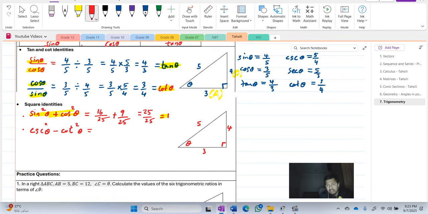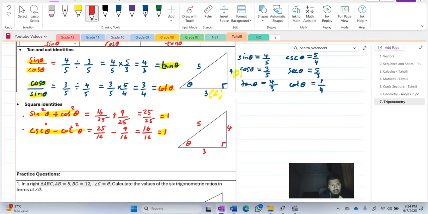Cosec squared is 25 over 16, minus cot squared is 9 over 16. So what we get is 25 minus 9 is 16 over 16, and that's also equal to 1. So that's the second square identity that we know.